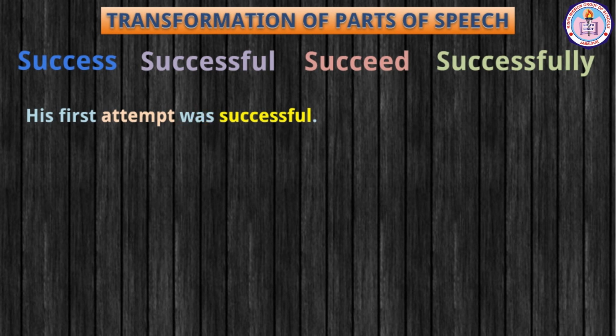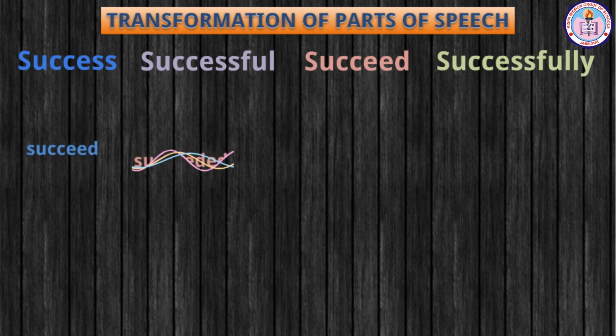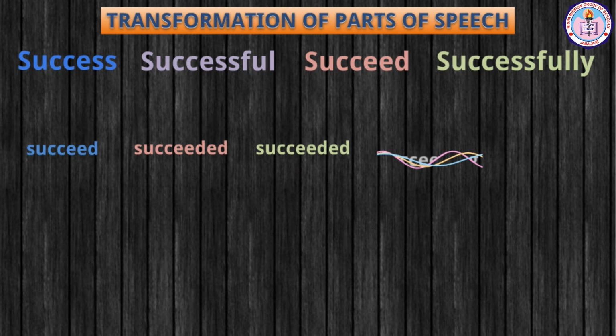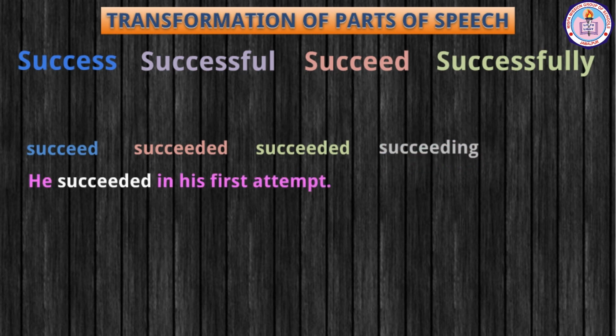Let us transform the same matter to another sentence using the word succeed as a verb. It is easy to know that the word succeed is a verb because it can be changed into its four forms: succeed, succeeded, succeeded, succeeding. He succeeded in his first attempt. Here, the word succeeded acts as the verb of the sentence which says what action was done by the subject he.